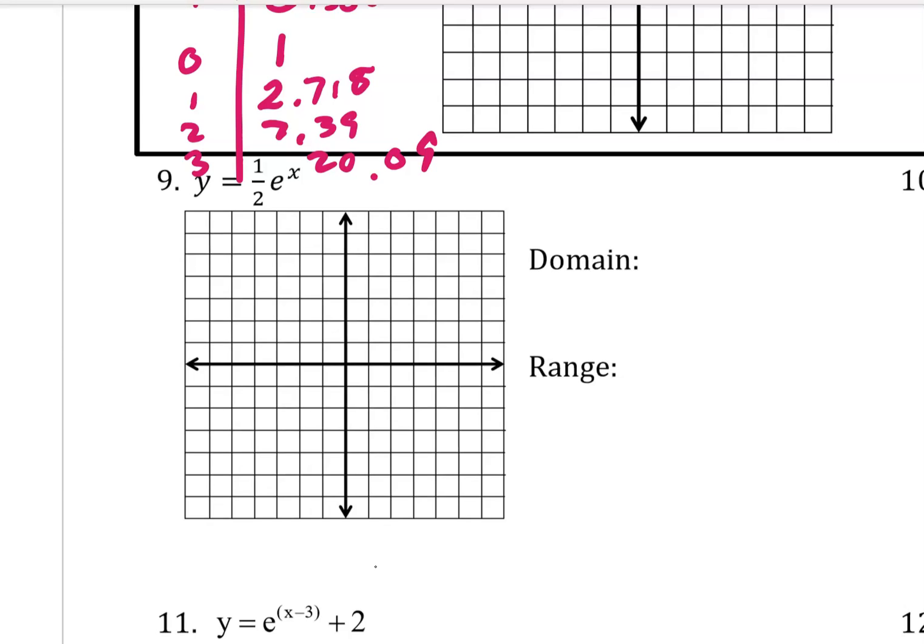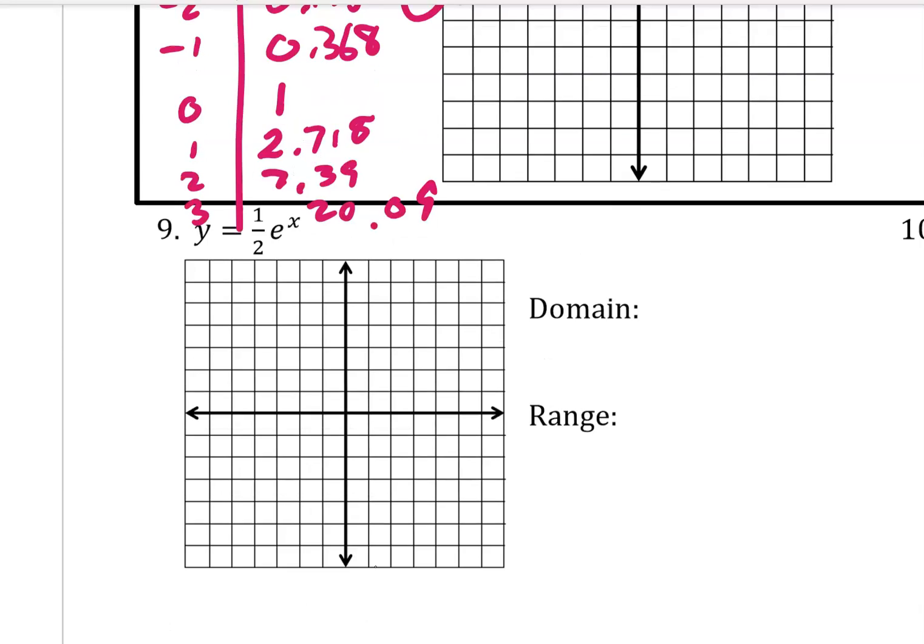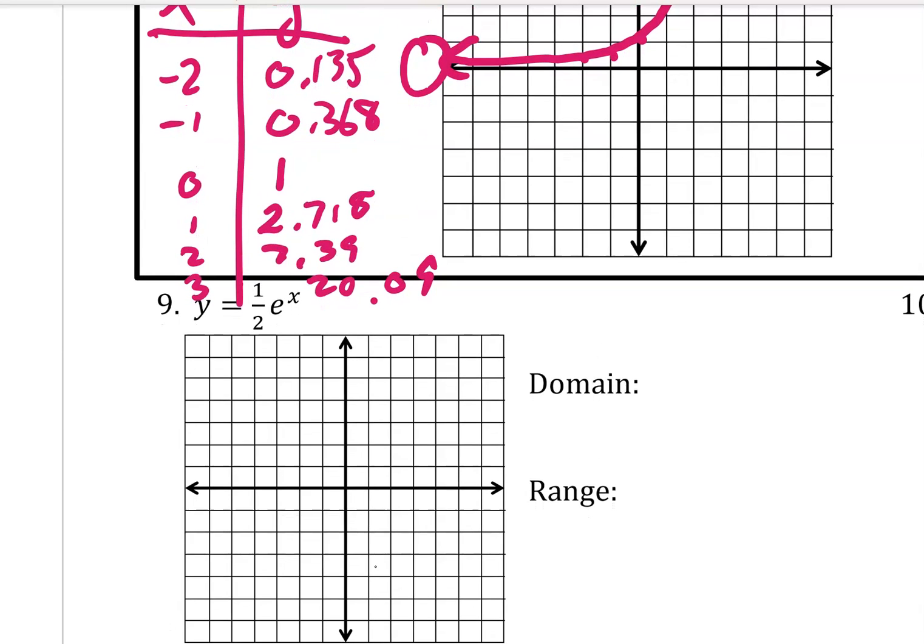y equals 1/2 e to the x. Well, we'll take that entire table we just did and divide everything in half. So at 0, we would have 1/2. At 1, we'd have 1.35. At 2, we'd have 3.7. On the negative side, again, it's just going to approach 0 even quicker.